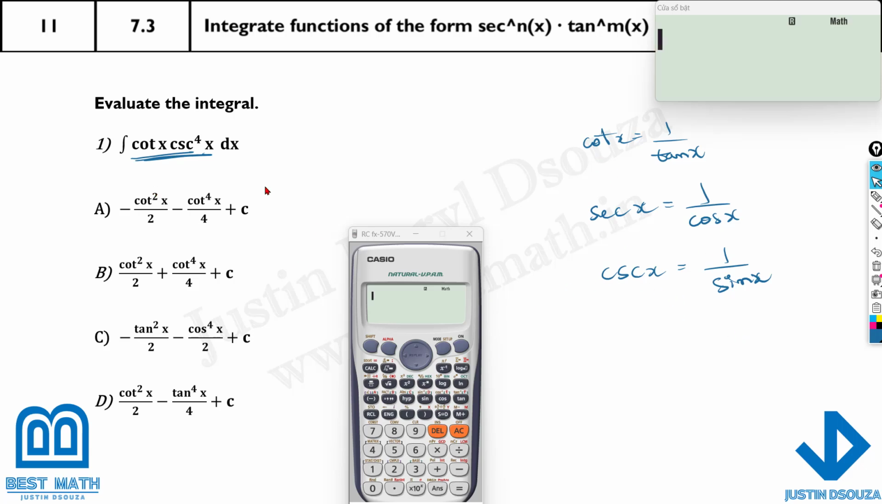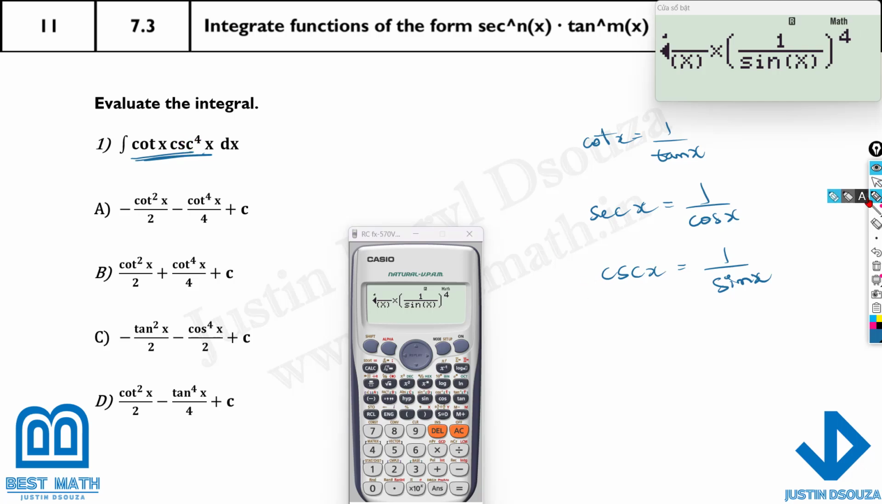But these are the most important things, and most of the problems can be solved with this. Now, how do you type this out? It's first 1 by tan x, that is tangent x, close the bracket, and then multiply it with, open the bracket, write 1 by sine, it's not cosine, it's sine x, close the bracket, then raise this entire thing to the power 4 because it is cosecant to the power 4.